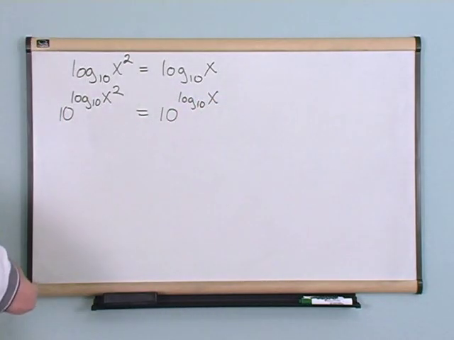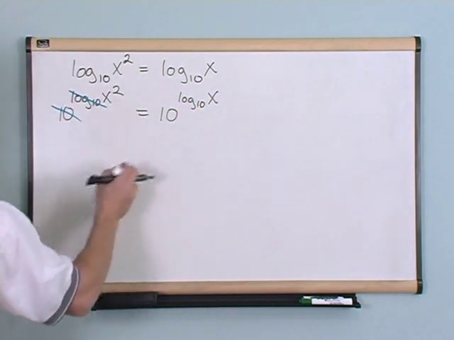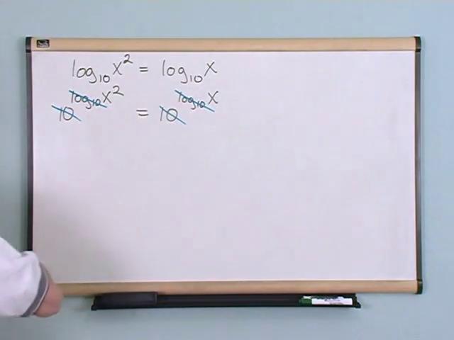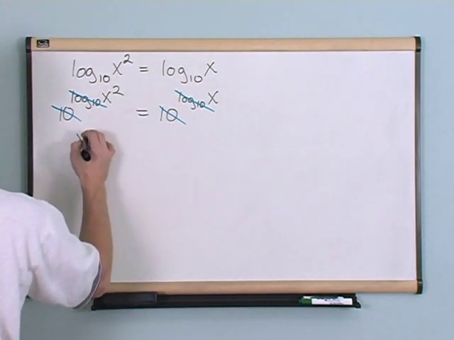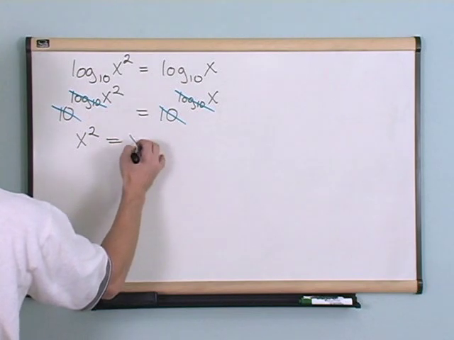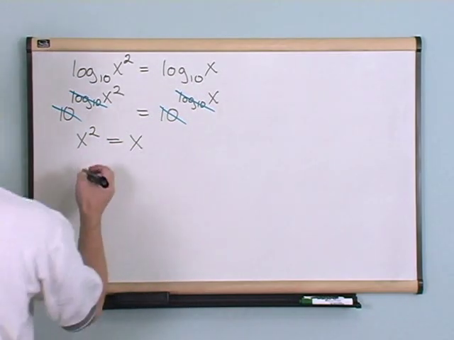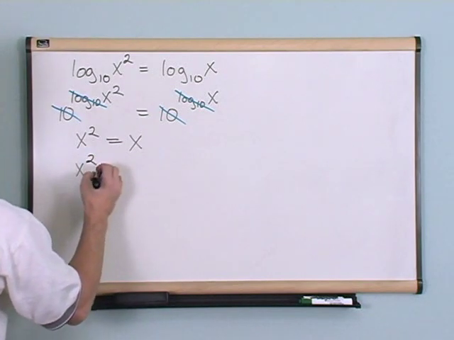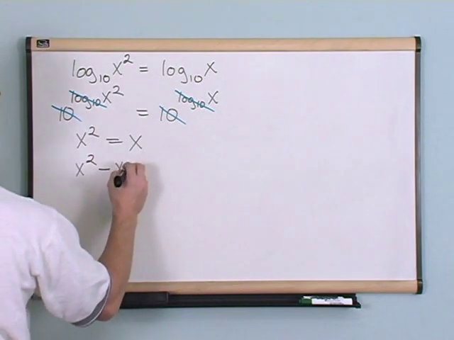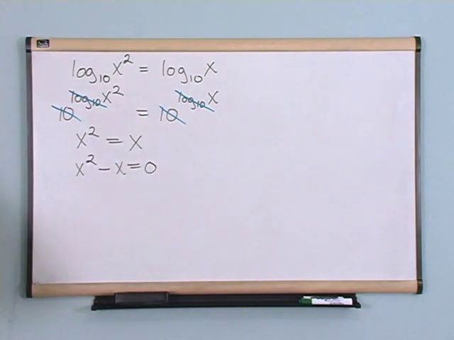Okay? And what I'm going to be left with is this log is going to cancel with this 10, this log is going to cancel with this 10. I'm going to be left with x squared equals x. So then I need to proceed as follows. I can just take this x squared, move this x over, and say that's equal to 0. I'm going to solve for x now.